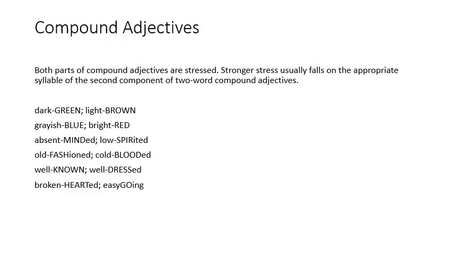Now let's see compound adjectives. Both parts of compound adjectives are stressed, just like in compound nouns. But stronger stress usually falls on the appropriate syllable of the second component. Okay, of two-word compound adjectives, the stronger stress goes to the second part, or the appropriate syllable of the second component.